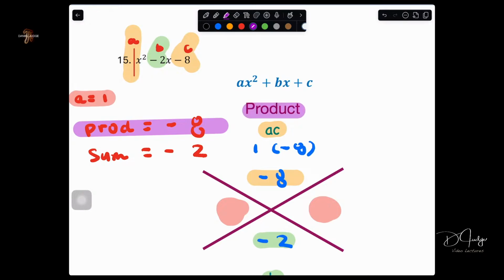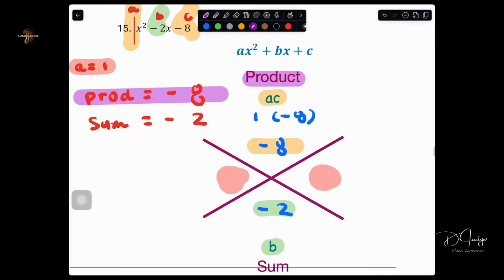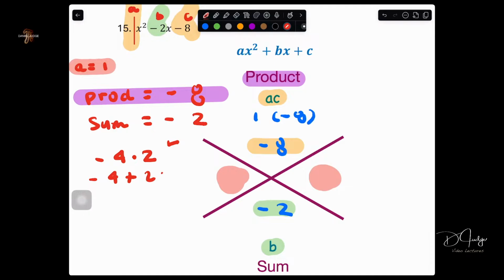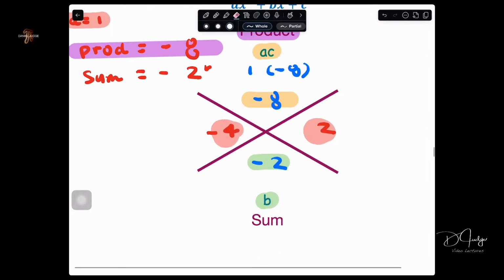This is a trinomial now. And so if you go through the different trial and error pairs of numbers whose product is negative 8, you might conclude that negative 4 times positive 2 certainly is negative 8, but if we add these numbers, is it negative 2? And the answer is yes. So the pair is negative 4 times positive 2. Those are the two numbers.